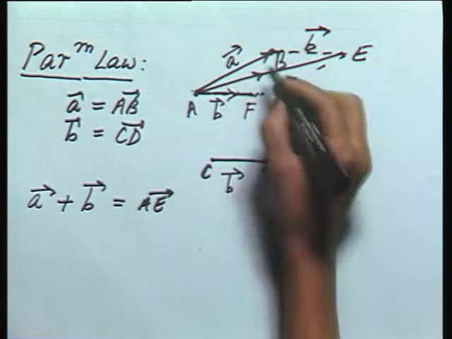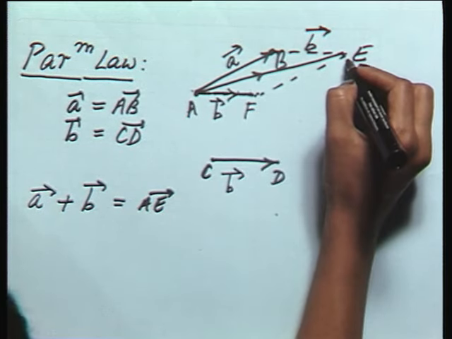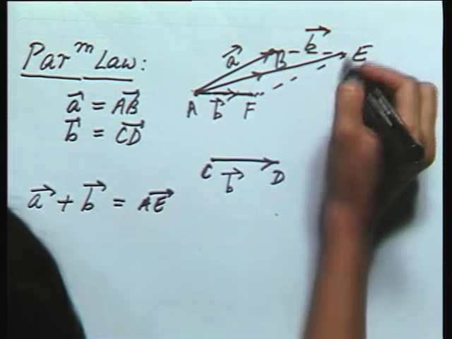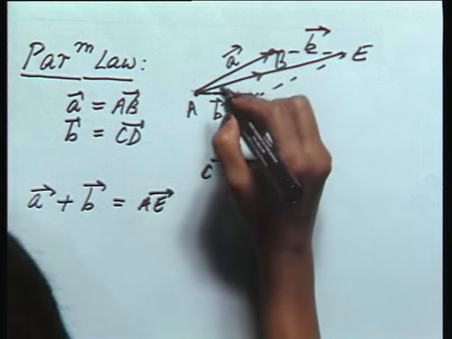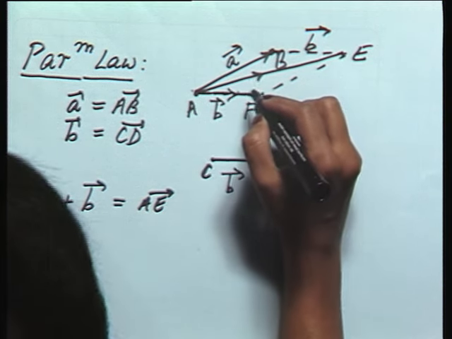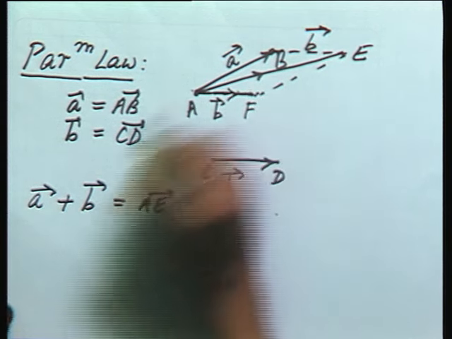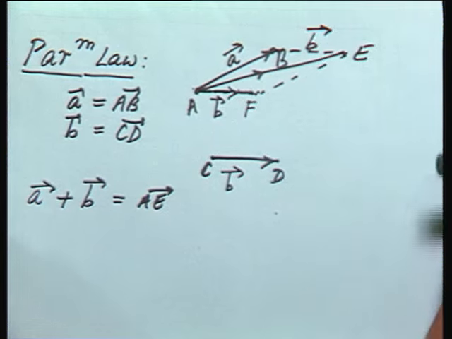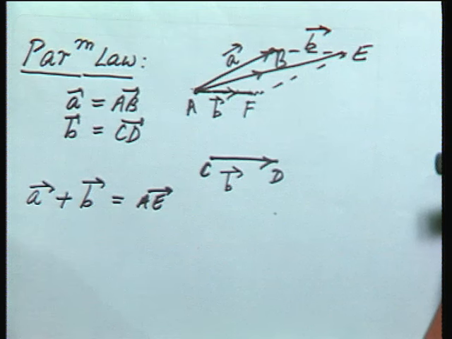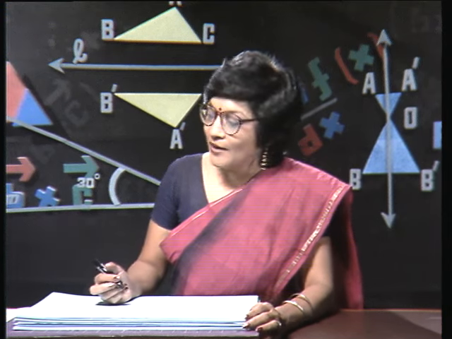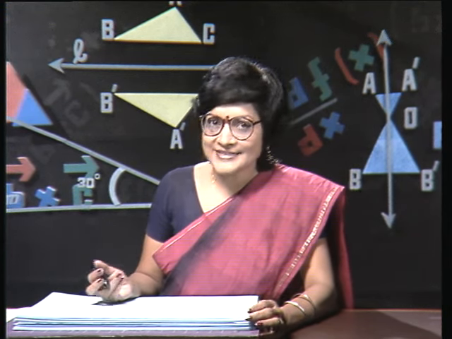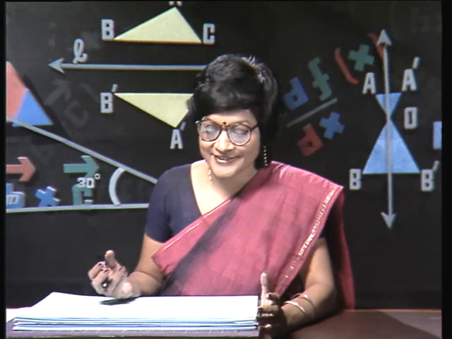And so, whether you use the triangle law or the parallelogram law, you get one and the same meaning of A plus B, that is AE. Hence, it is easy to see that the triangle law and the parallelogram law are equivalent. Now, I would like to discuss some properties of this vector addition.